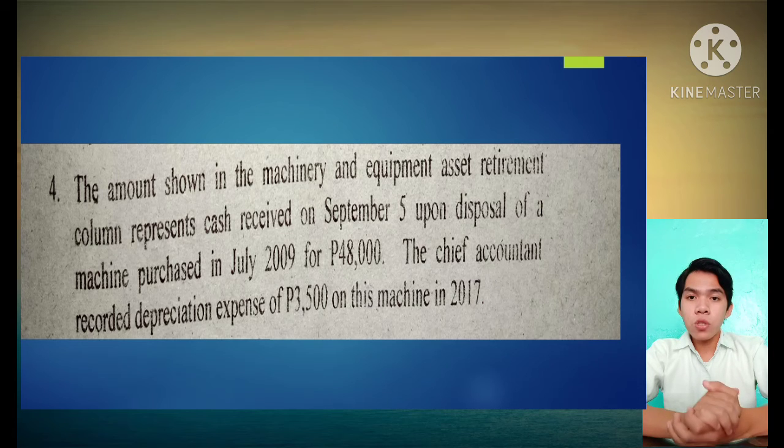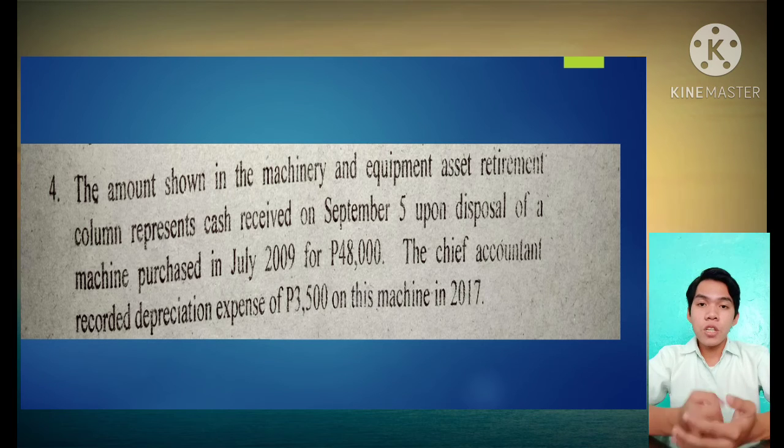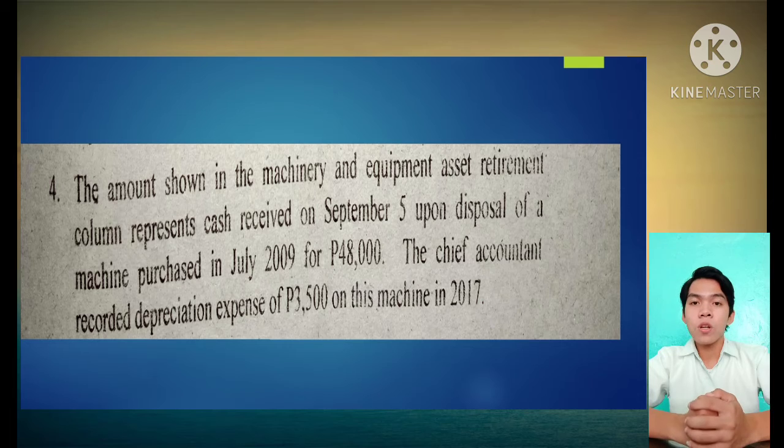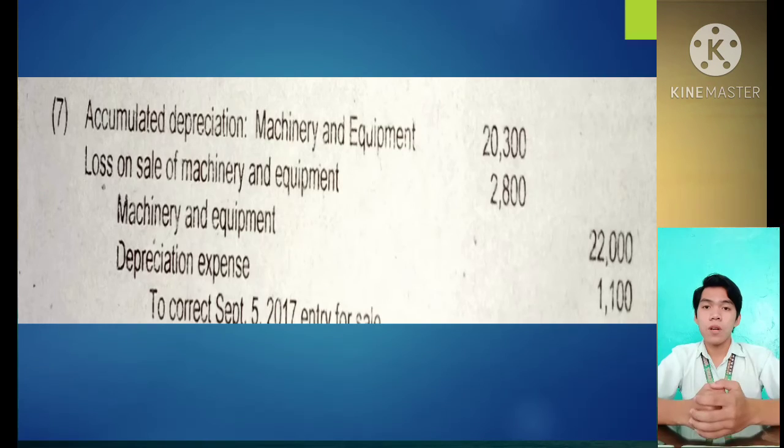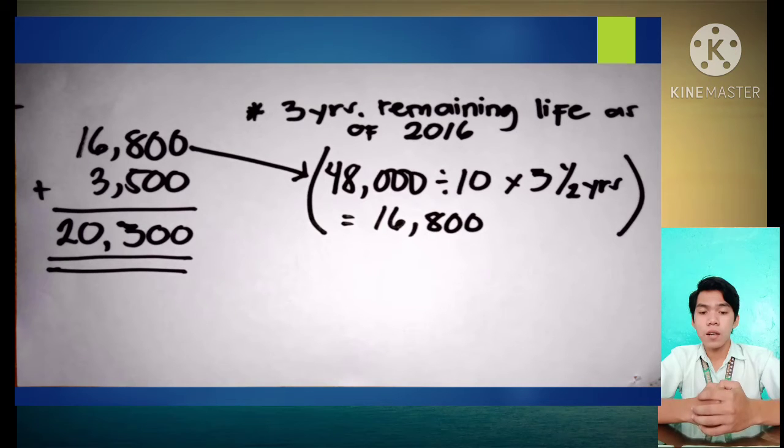Fourth, the amount shown in the machinery and equipment asset retirement column represents cash received on September 5 upon disposal of a machine purchased in July 2009 for 48,000. The chief accountant recorded depreciation expense for 3,500 on this machine in 2017. For the fourth information, just record accumulated depreciation for 20,300, which is the addition of 16,800, the accumulated depreciation through 2016.